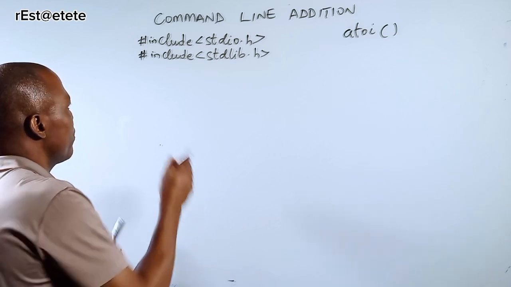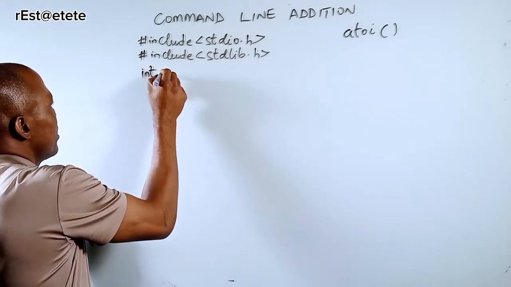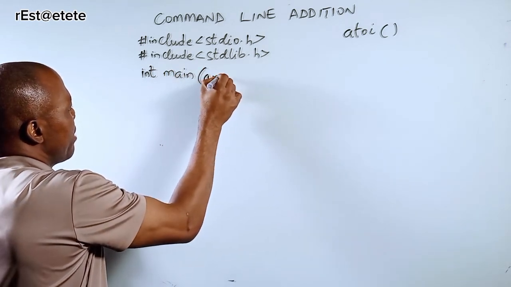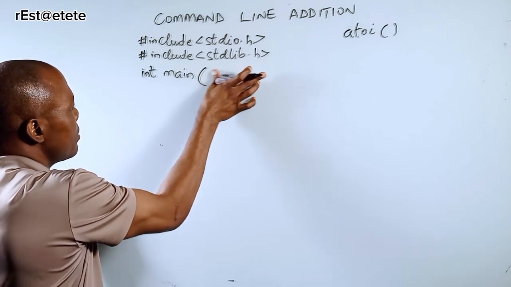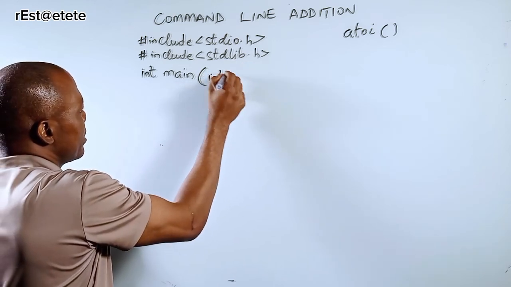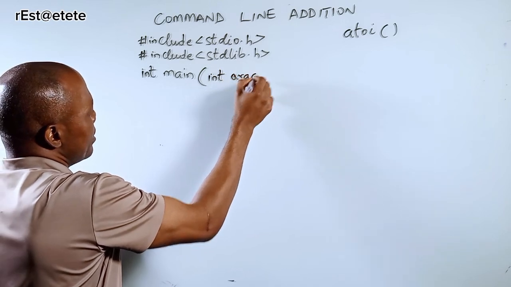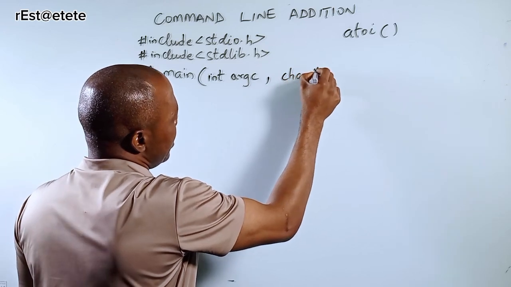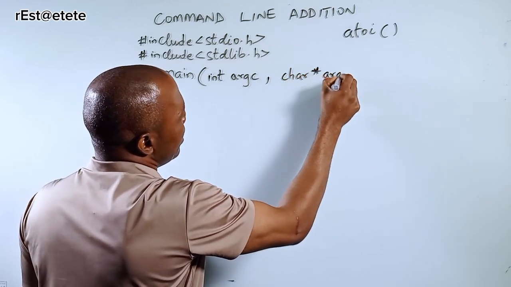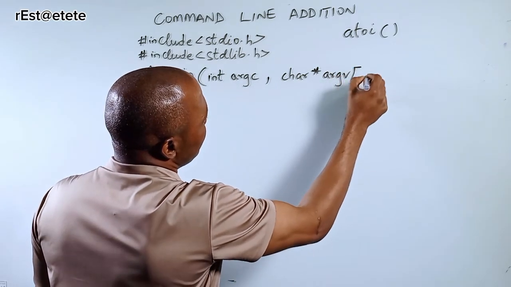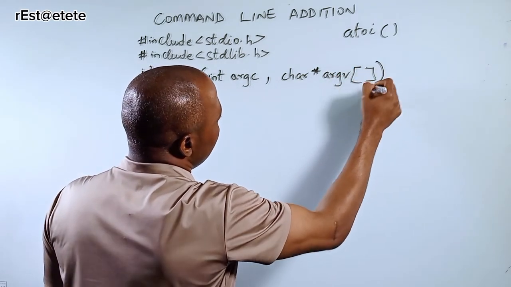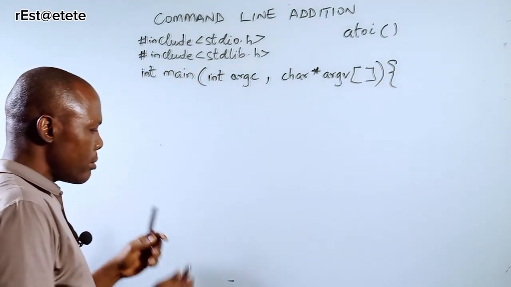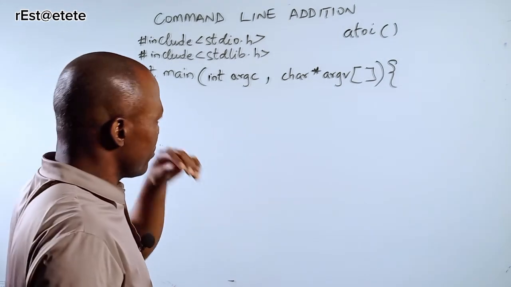Now I'm going to write my main function. So I will say int main. Then inside the parentheses, I will have int argc, and then char pointer argv. Then this is a pointer, an array of pointers. Then I'll put my curly bracket. Okay.